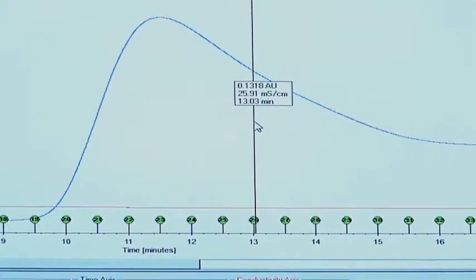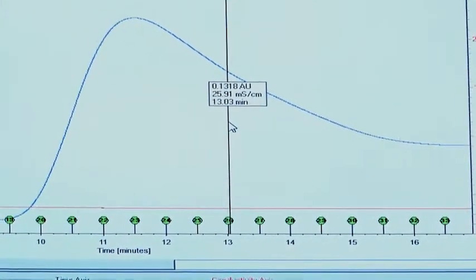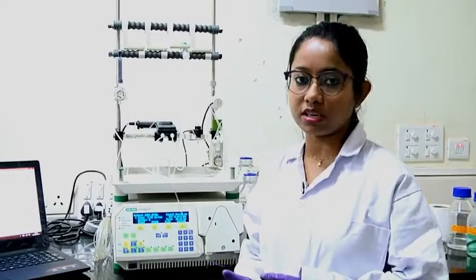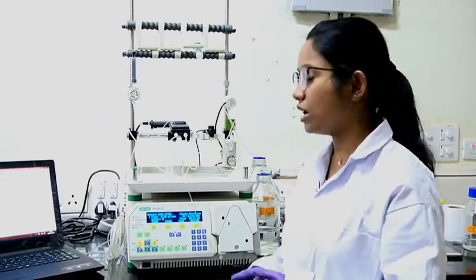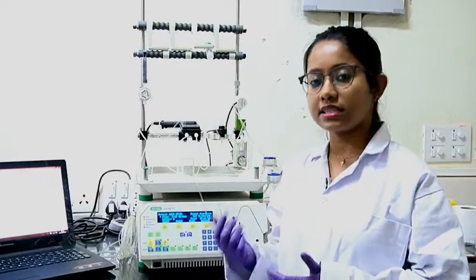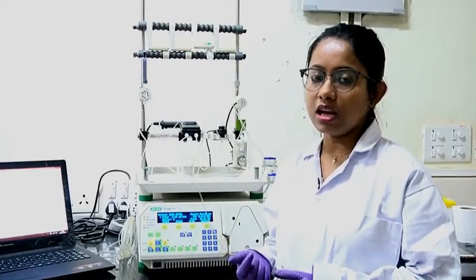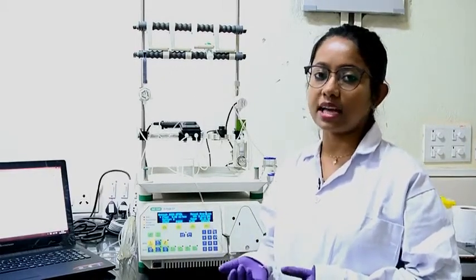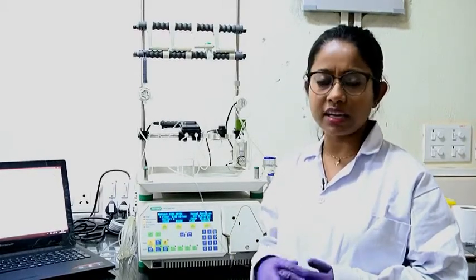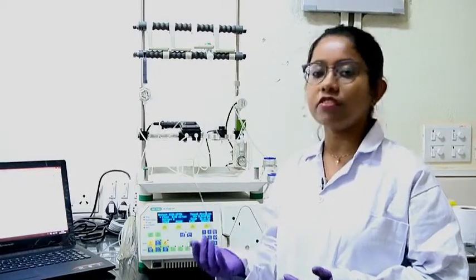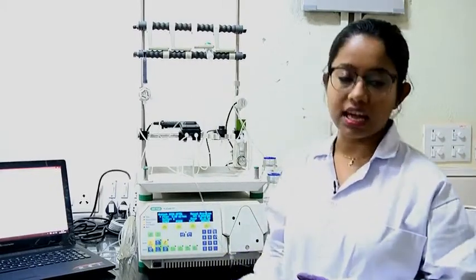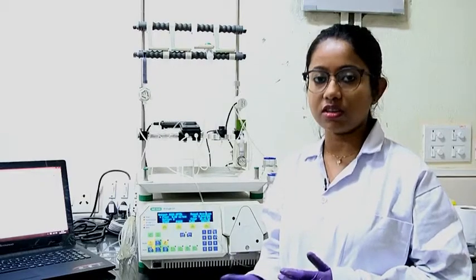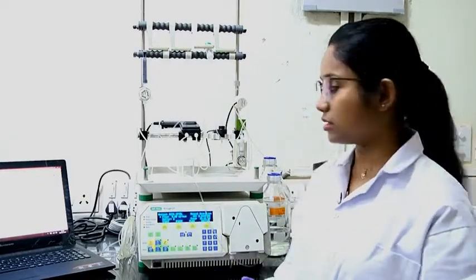Now, after I collect all the fractions and run the gel and confirm that my protein is present and pure, then I can go for cleaving of this his tag. In my construct I have this his tag, and then there is a cleavage site, and using an enzyme called thrombin I can cleave out the his tag part, and then use the protein without the his tag for further experiments, or I can leave it like that if it does not hamper my protein's function or further experiments.